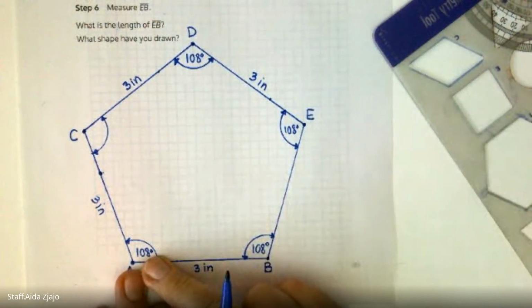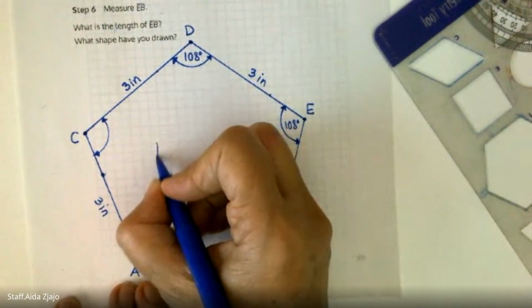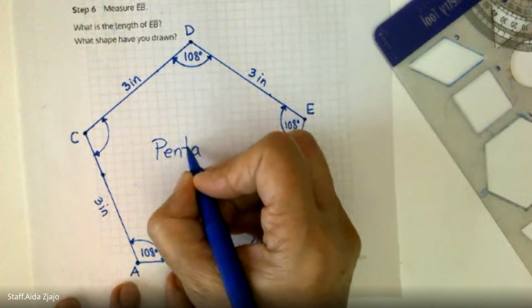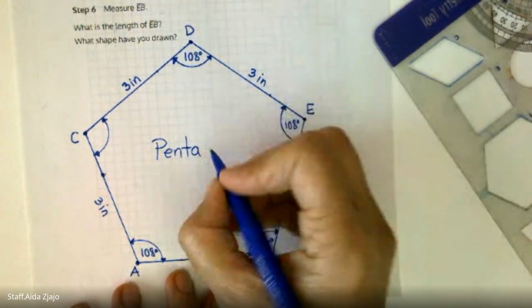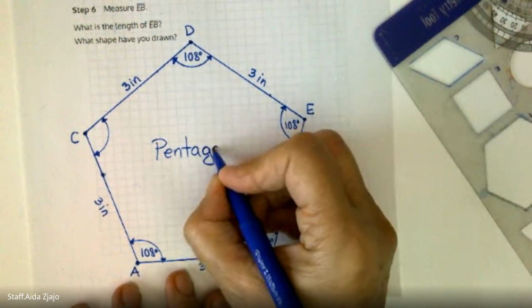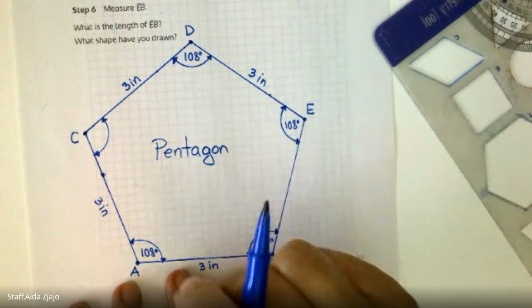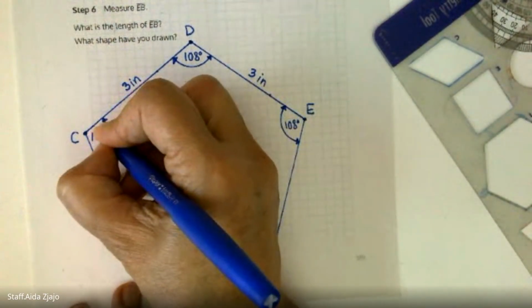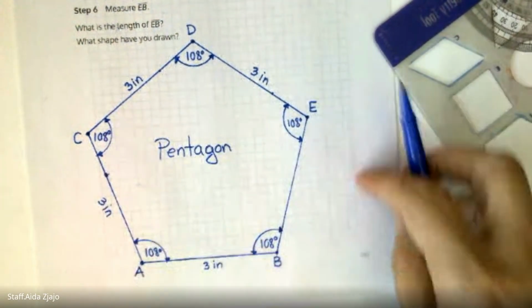So as you can see, we created a shape, figure, polygon that has 1, 2, 3, 4, 5 sides. A polygon with 5 sides is called a pentagon. Penta means 5. In my language, pet means 5. Pentagon, gon is angle, so there are 5 angles. That is called a pentagon. It's a polygon with 5 sides.